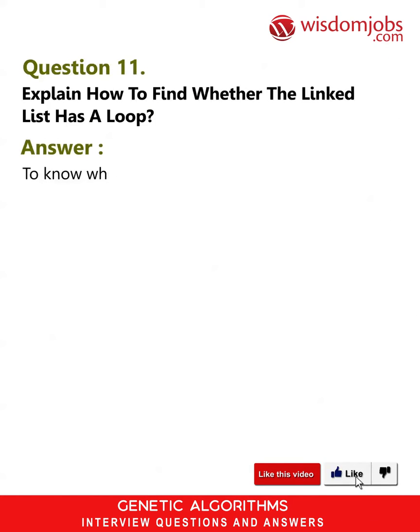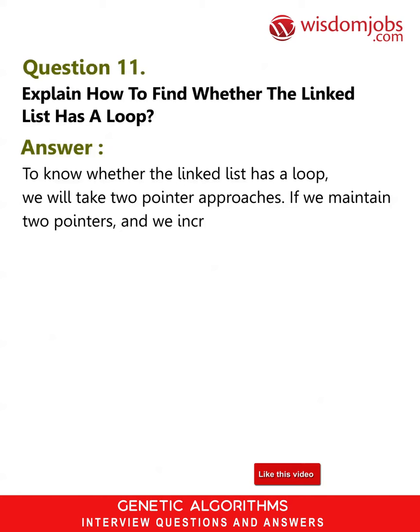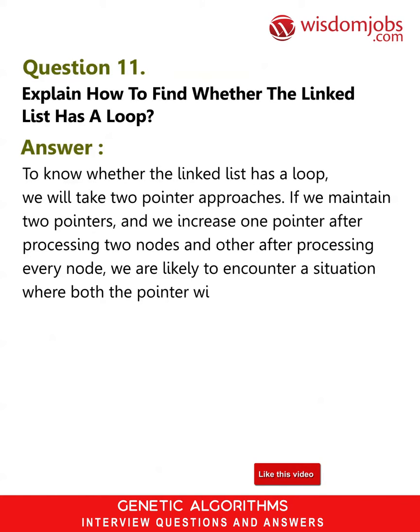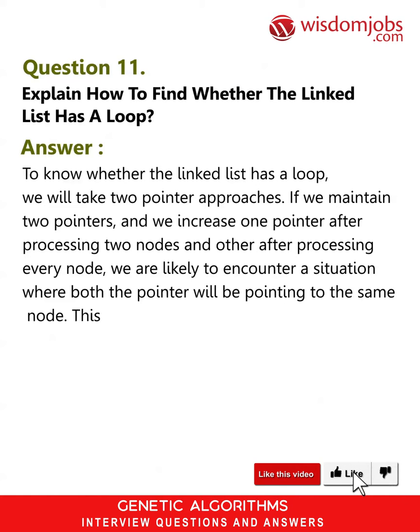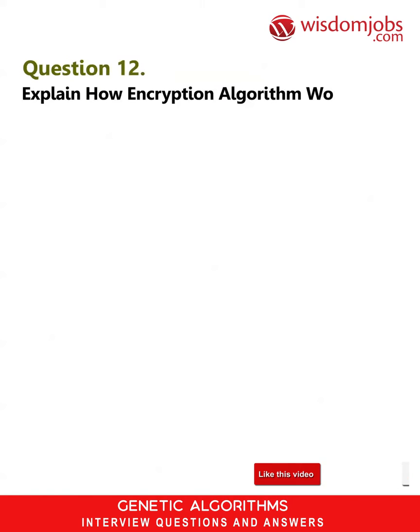Answer. To know whether the linked list has a loop, we will take a two-pointer approach. If we maintain two pointers, and we increase one pointer after processing two nodes and the other after processing every node, we are likely to encounter a situation where both pointers will be pointing to the same node. This will only occur if the linked list has a loop. Question 12. Explain how encryption algorithm works.